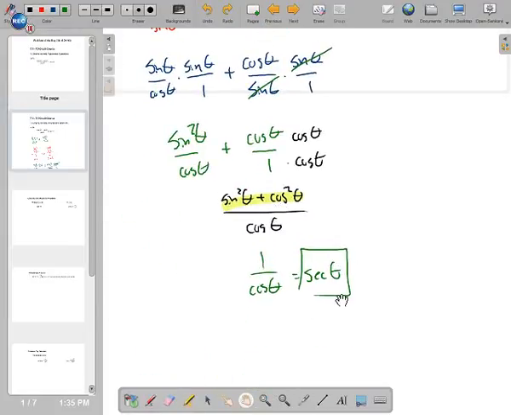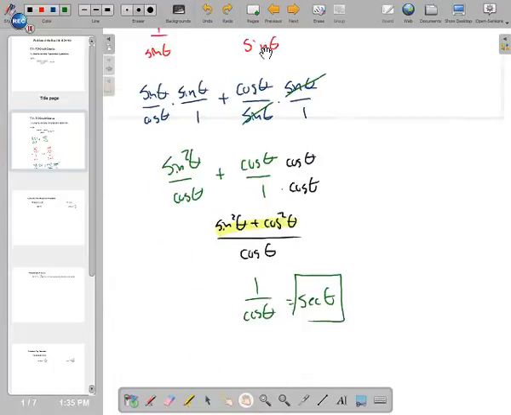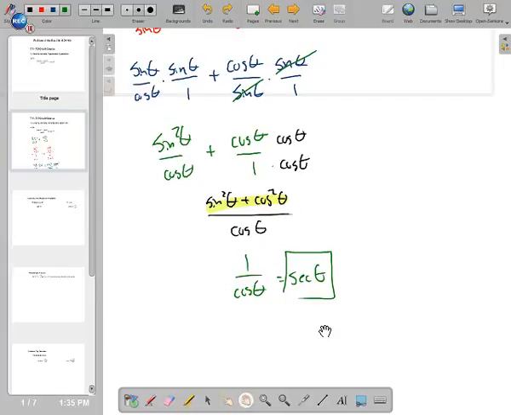The last step in a verify problem should always be you saying, hey, look, I did it. You wanted me to prove it was secant? It's secant, because 1 over cosine is secant.